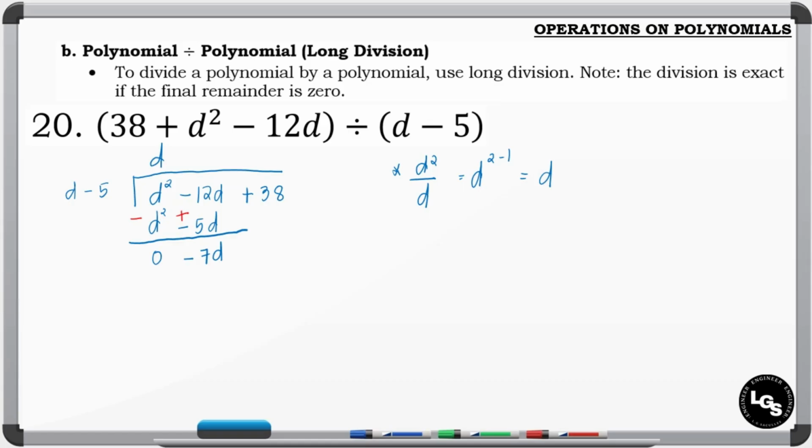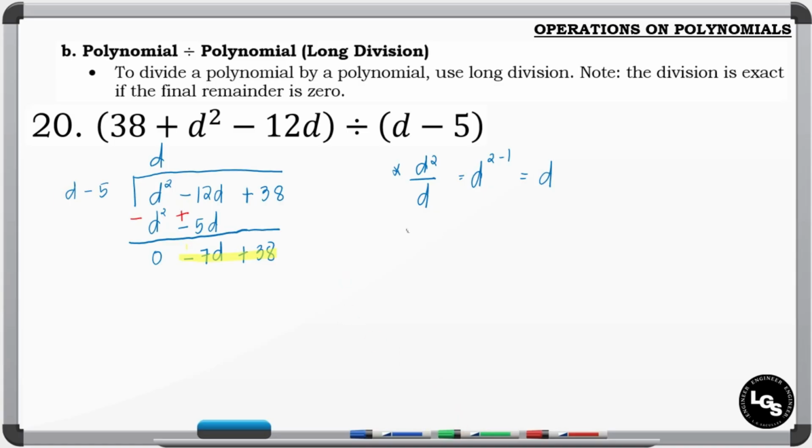After we subtract this, we bring down the next term from the original dividend. So we bring down the positive 38. So we have here the positive 38, and this will become our new dividend. Then we divide again the first term of this dividend, which is the negative 7d, by the divisor. We only get the first term of the divisor. So negative 7d divided by positive d.